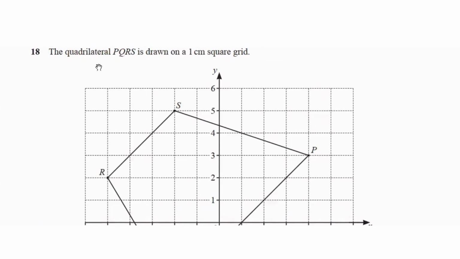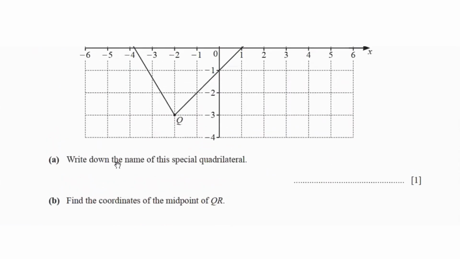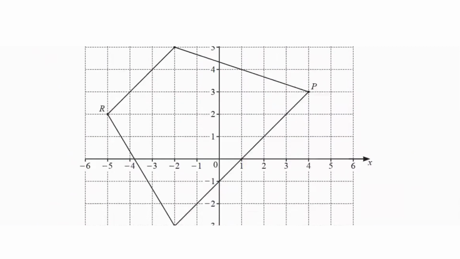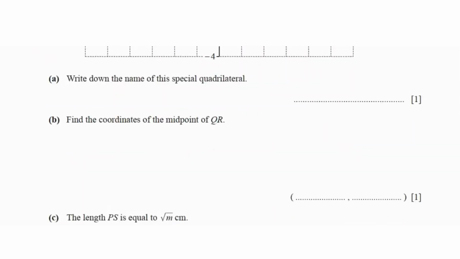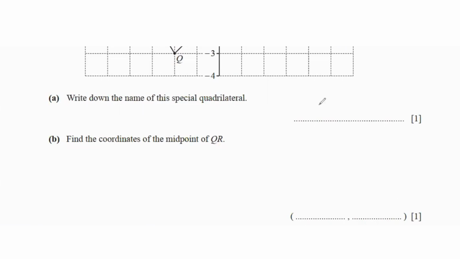Question 18, we have a quadrilateral PQRS, which is drawn on a 1 centimeter square grid. Write down the name of this special quadrilateral. So this is a trapezium. Let's write this down over here. This is a trapezium.